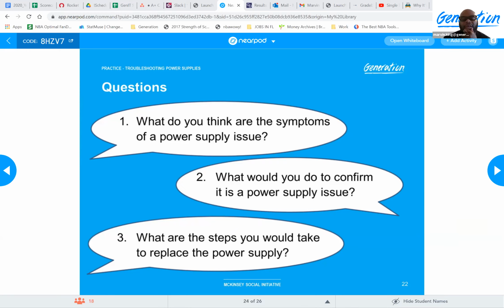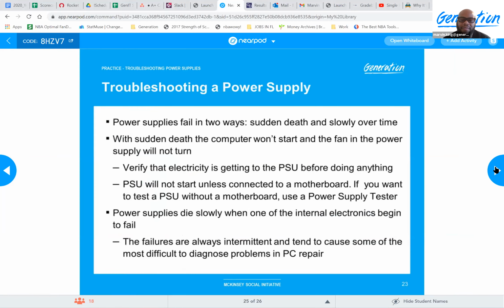Number 3, Kaylin did a really good job of explaining how we go about removing it, so I don't have to hit on that again. Go to the next slide here. All right, now we're at troubleshooting, which we were just talking about. Christian.